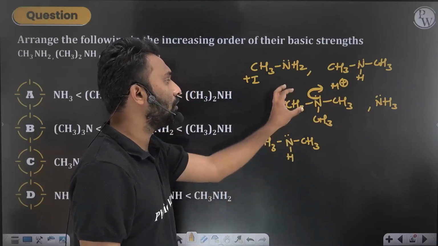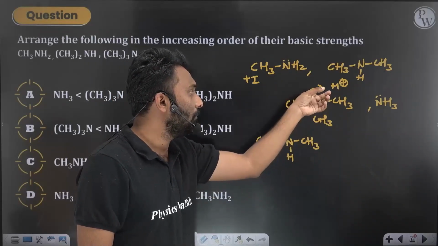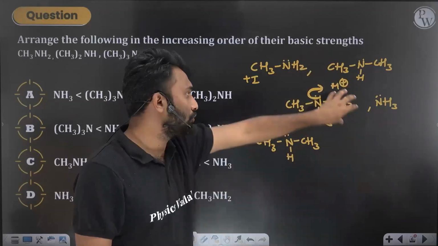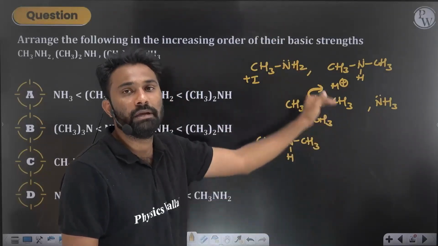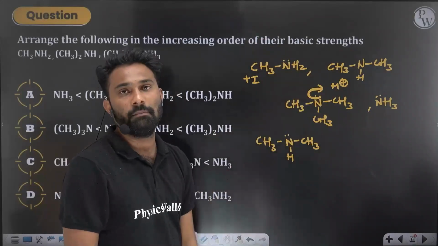Only the electron donating capacity is there, but the ability to give this negative charge to the plus I is decreased due to the bulky size of this one. That's the reason its basic strength is less compared to the primary amine.